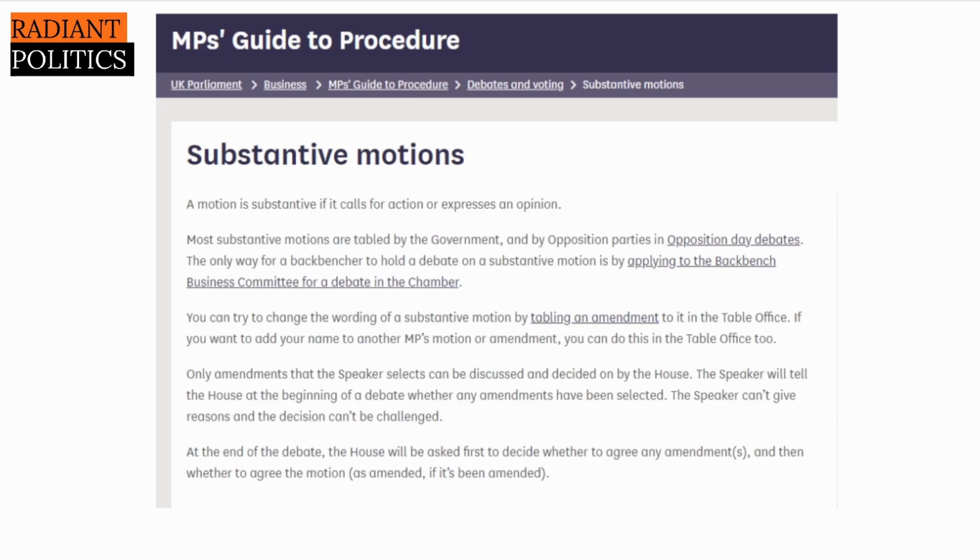So, just to sum up. A motion is substantive if it calls for action or expresses an opinion. The next lines just talk about what I talked about on the last slide, regarding how MPs can bring substantive motions into the House of Commons main chamber. The next 3 lines talk about amendment, which we will come back to later.